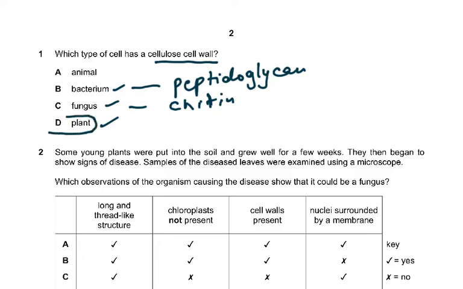So, that is why the answer to this would be D. But cell wall is present in bacteria and in fungus. It's only not present in an animal cell.